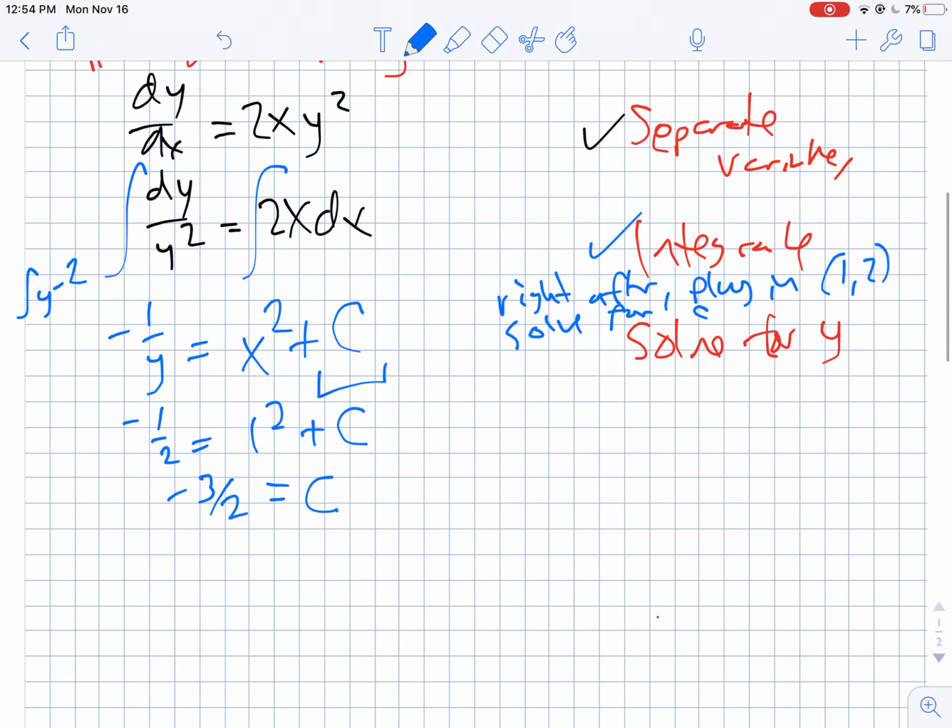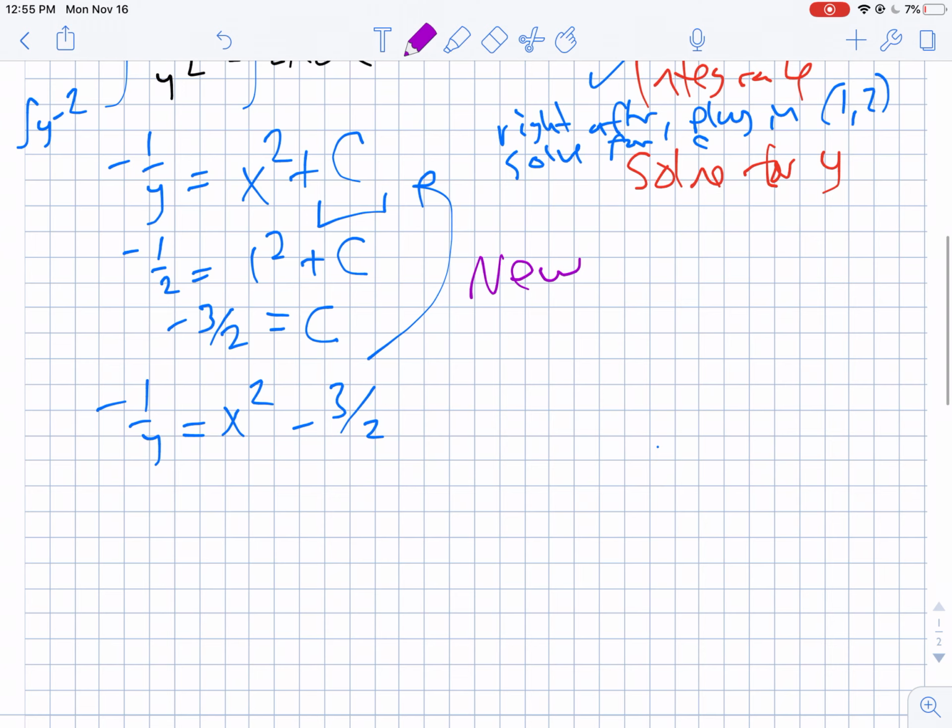So now I'm going to put that back in. So now I have negative 1 over y equals x squared minus 3/2. Okay, so that's the best thing. I separated the variables, I integrated. But again, this is my new part today, and the new part was to put that 1, 2 in. They're always going to give you a point on these, when x is 1, y is 2, that you can plug in and solve for c.